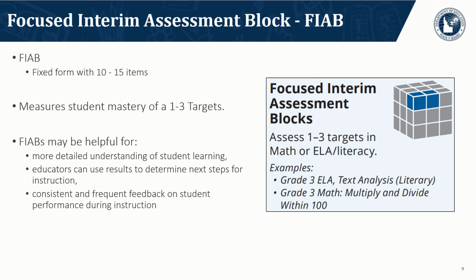Then there are FIABs. The FIABs are also fixed forms, and they contain around 10 to 15 items each. Since the FIABs assess such a small slice of targets, around 1 to 3 targets each, they provide a very detailed understanding of student learning. If a student is having a particularly difficult time with a concept, such as multiplying and dividing with 100, an FIAB will provide educators with information on next steps for instruction, formative assessment processes, and/or intervention.